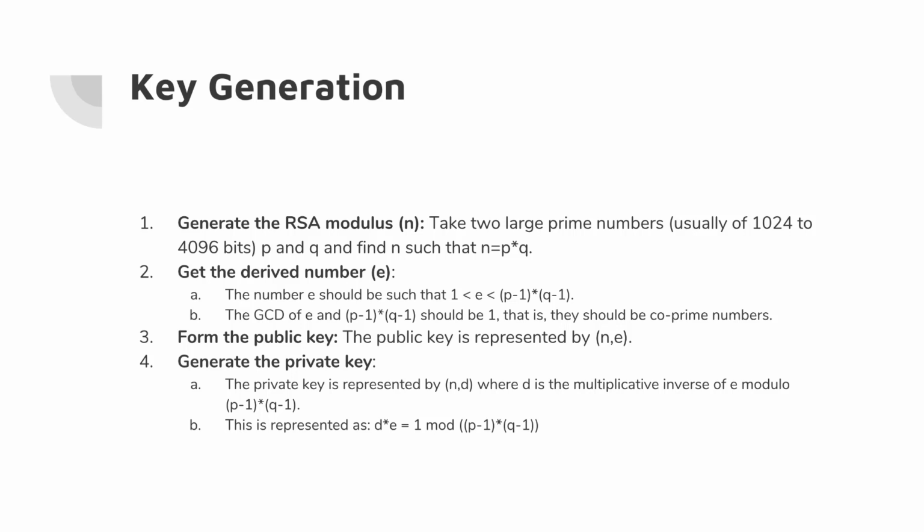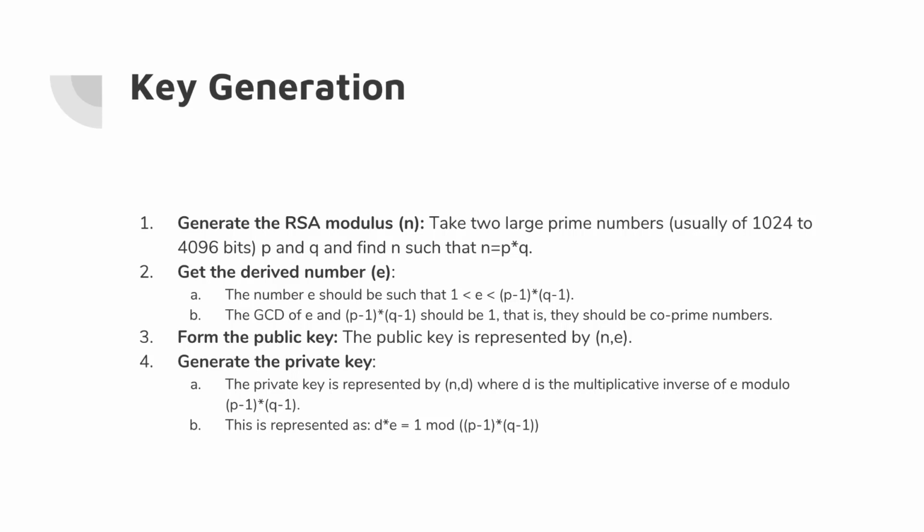In the second step, we get the derived number denoted by E. This E should be chosen such that E is greater than 1 but less than (P minus 1) times (Q minus 1), okay? And one more thing to be kept in mind is that E and (P minus 1) times (Q minus 1) should be co-prime numbers.